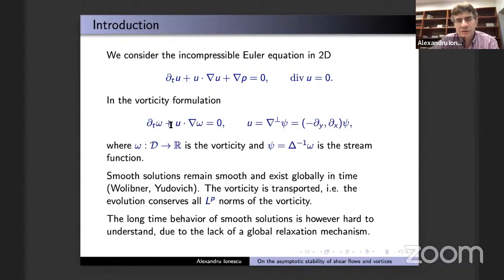So this is a self-contained system. If we know the vorticity omega, which now becomes a scalar, then we can calculate the stream function, and we can calculate the vector field u, and then everything makes sense in the equation. So we can increment the time, and move to the next time. Of course, it's a very well-studied equation in two dimensions, and it's known that smooth solutions exist globally and remain smooth. If we start with nice initial data, then the solution is going to stay of the same type as the initial data and exist globally in time. It's a classical theorem of Wolibner. The vorticity is transported, in the sense that at all other times, the vorticity is a rearrangement of the original vorticity. In particular, all the Lp norms of the vorticity are conserved during the time evolution.